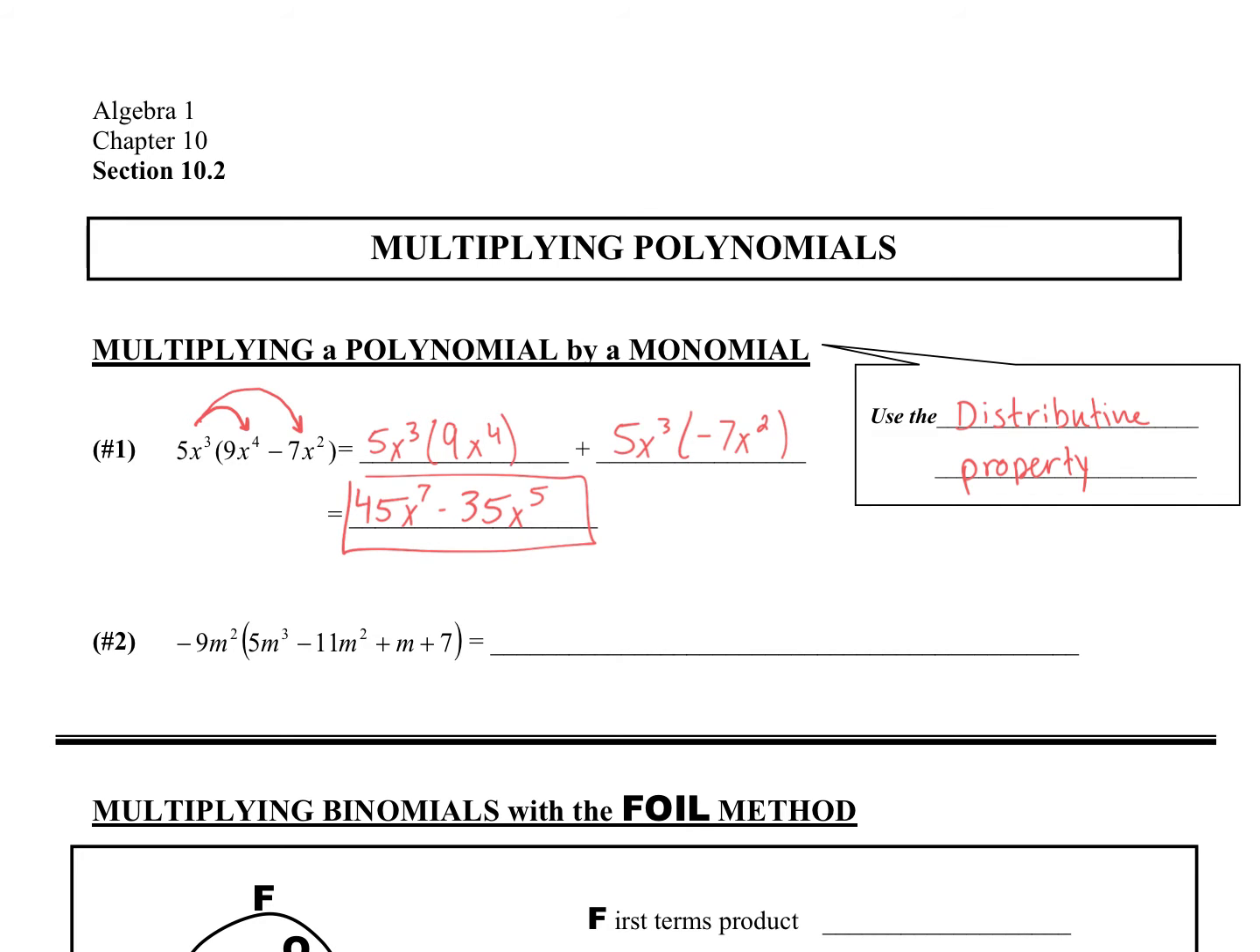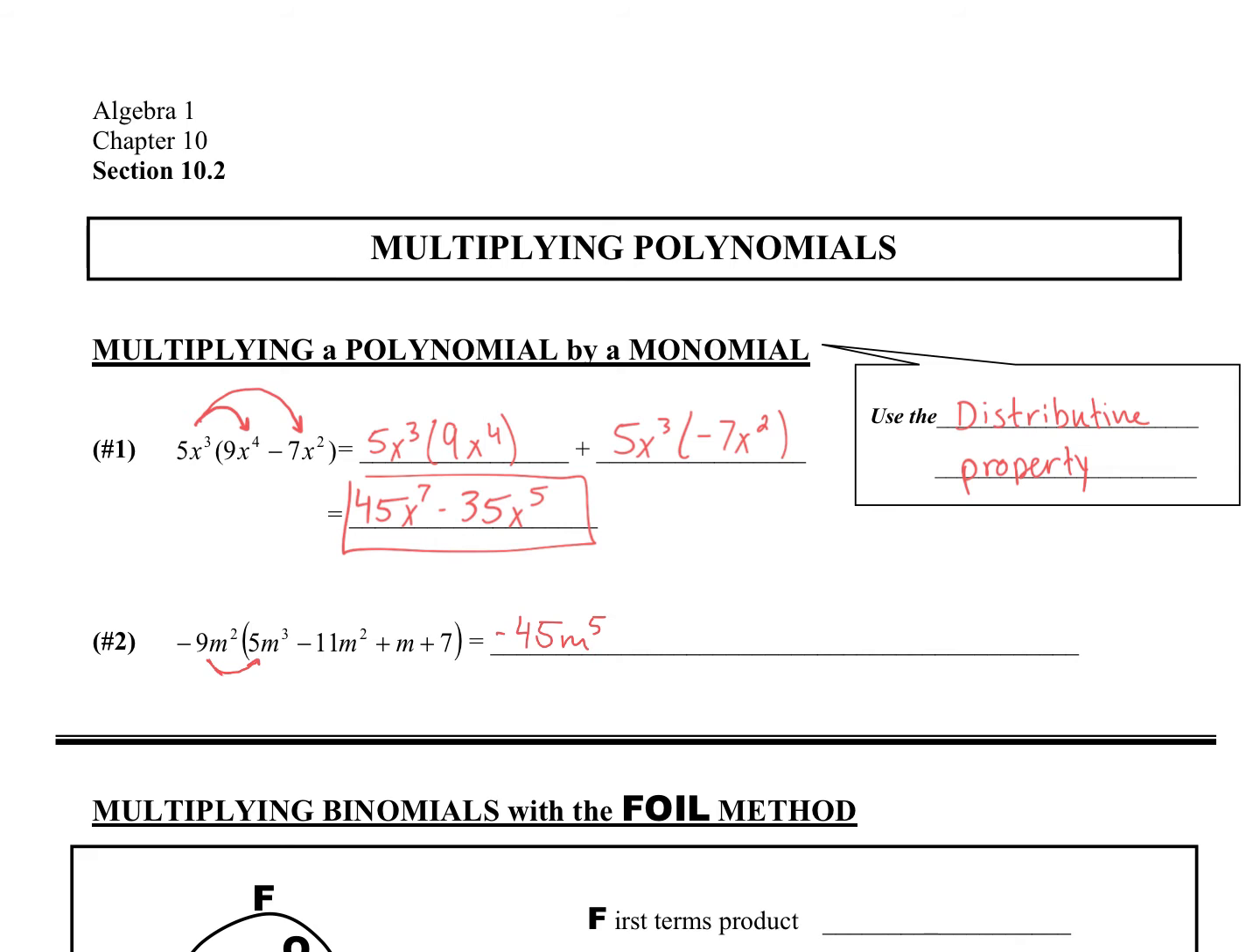Circle our answer. We don't need to do that first step every single time. If it helps you, then go ahead, but we can just do everything in one step. So the first thing we're going to do is negative 9m squared times 5m cubed. So negative 9 times 5 is negative 45. M squared times m cubed is m to the fifth.